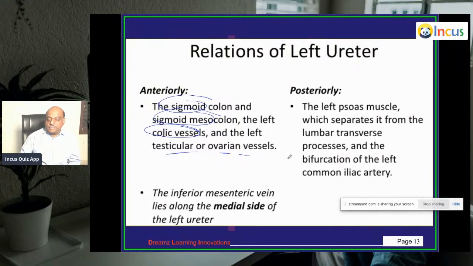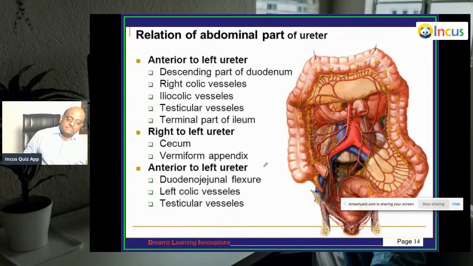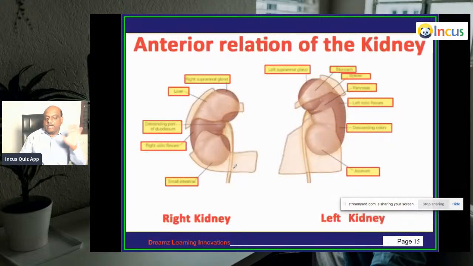And posteriorly on the left side, you have the left psoas and the bifurcation of the left common iliac artery. But on the left side, the inferior mesenteric vein is along the medial side of the left ureter. If the ureters are going like this, with the midline here, then on its medial aspect you have the left ureter. So what is anterior to the right and what is anterior to the left ureter? Everything you should be sure about it.